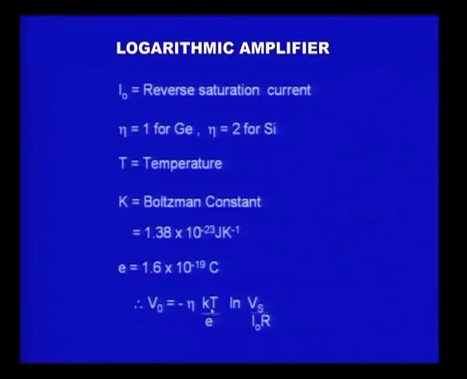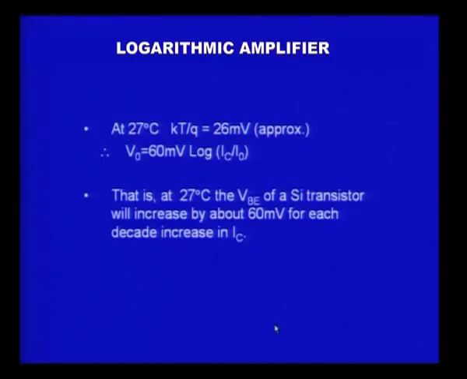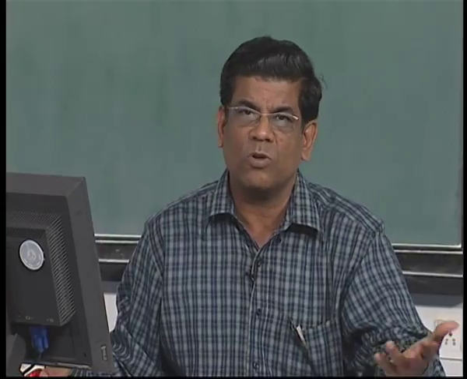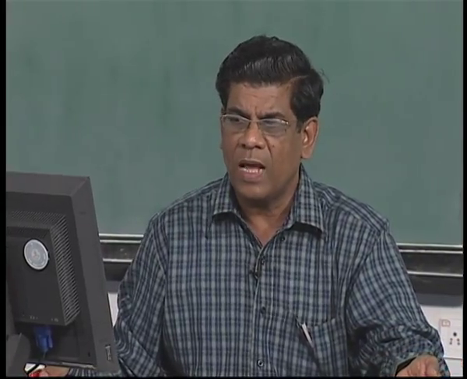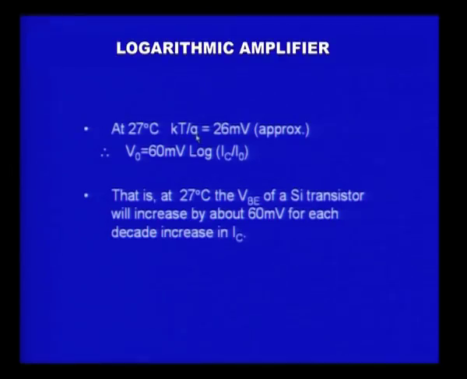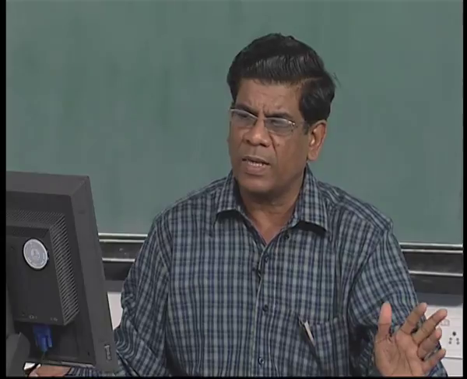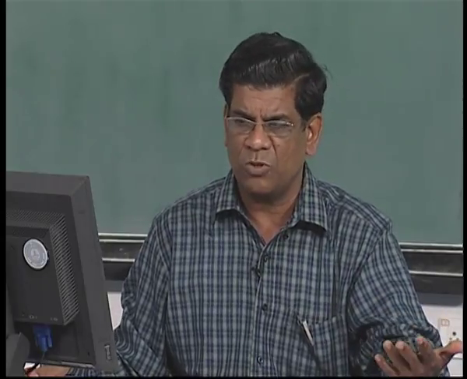So V0 is equal to minus eta kT by E ln Vs by I0 R. When I substitute all these values, I assume 27 degree centigrade, which is approximately normal room temperature, and when I add 273, it becomes 300 degree Kelvin, which is a very convenient number, and therefore I take 27 degree centigrade as my standard. When I calculate, we know kT by Q from the diode is about 26 millivolts, where Q is the charge. Using this value, V0 becomes about 59 or 60 millivolt times the logarithm of Ic by I0. Ic is the collector current, or in this case the diode current, and I0 is the reverse saturation current of the diode.